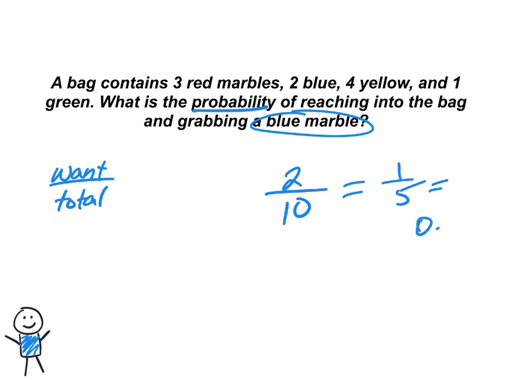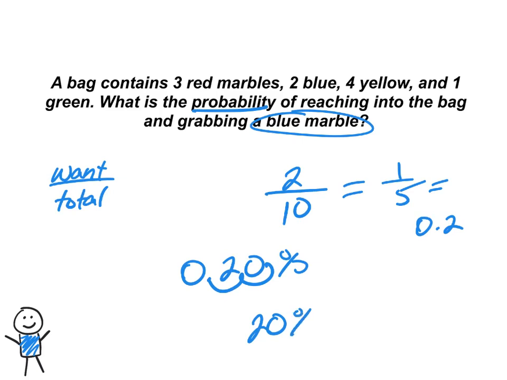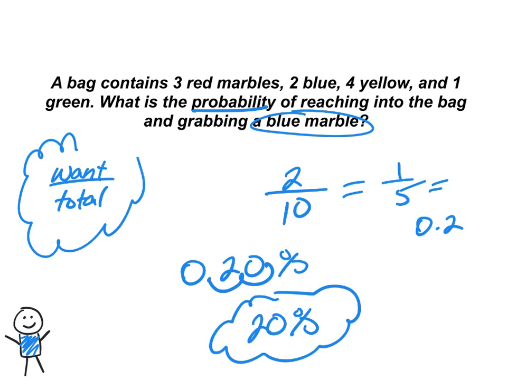0.2. And recall that 0.2 is a decimal. To convert that to a percent, you move the decimal over 2 places to the right, meaning there is a 20% probability, a 2 out of 10 or a 1 out of 5 chance of grabbing a blue marble. Remember, it's what you want over the total possible.